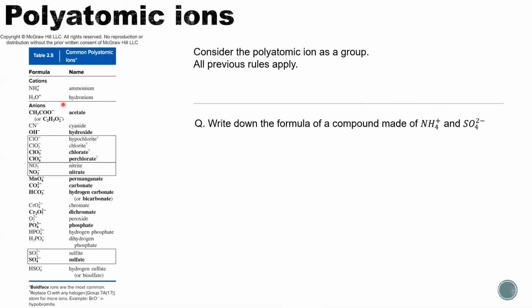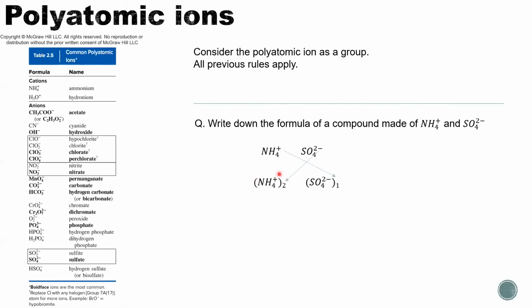For example, write down the formula of a compound made of ammonium and sulfate. It gives you the charge here. The same thing as before, but now we are treating the whole thing as a group. So first we put together the rough structure, the positive charge first, negative charge second, and then we exchange the charge to their subscripts, and then we have this.